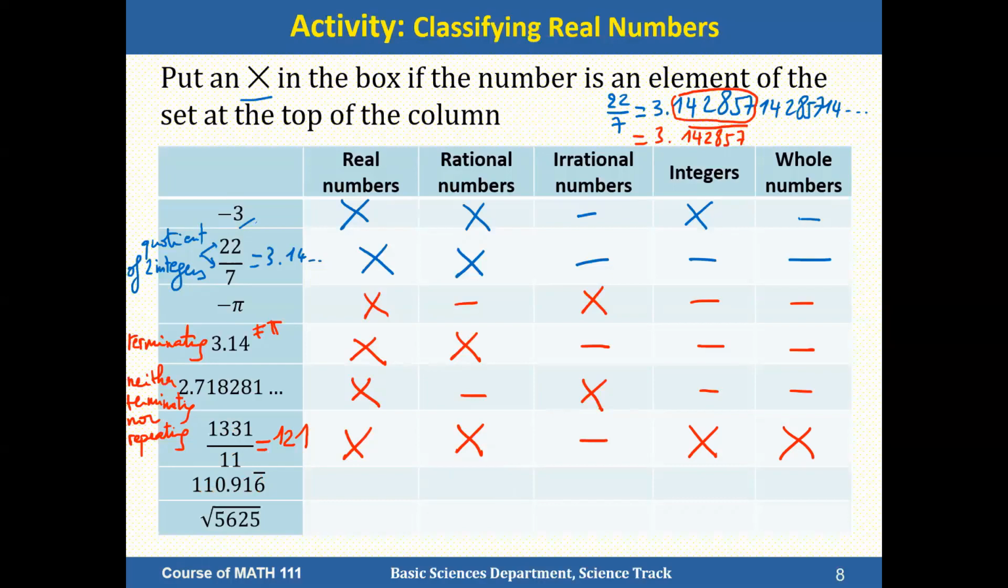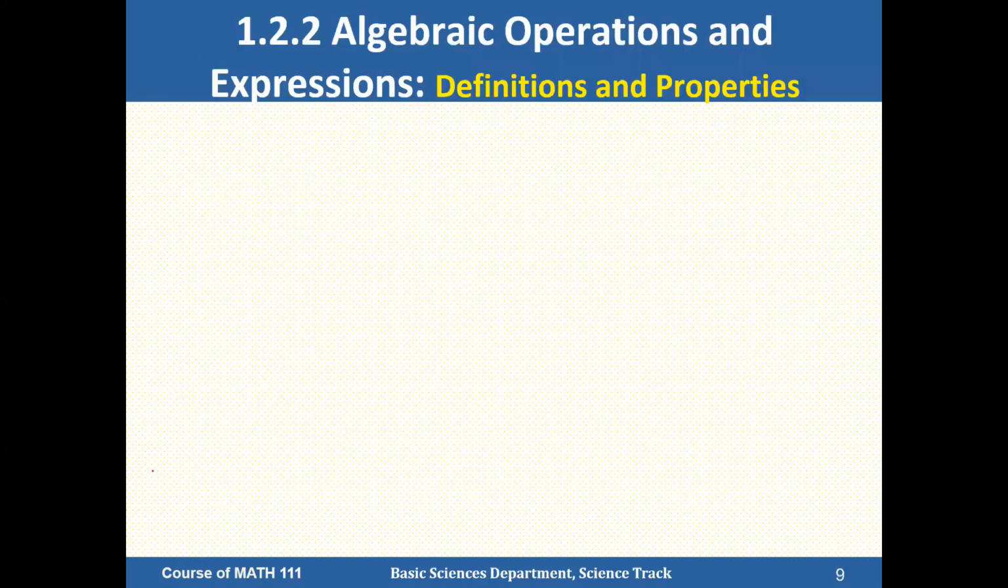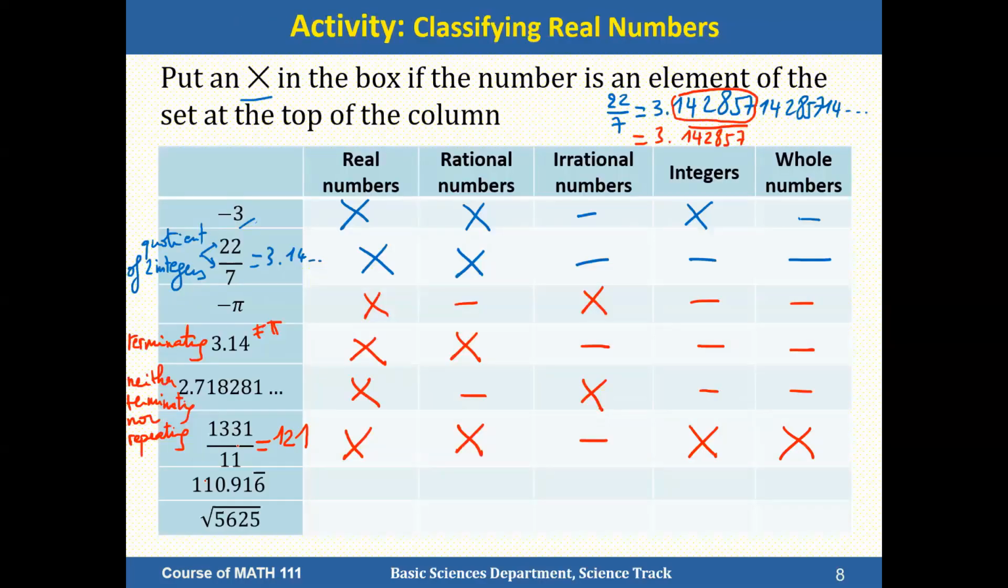110.916 and repetition. This is a repeating decimal representation. So it is a rational number. It is a real number. It's not irrational, and it's not an integer. It's not a whole number.